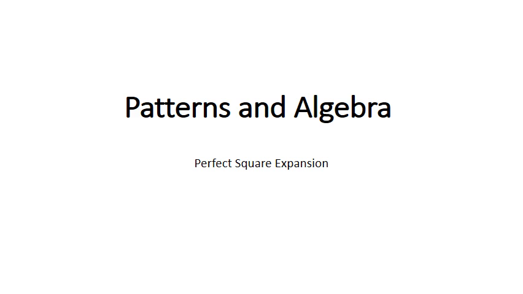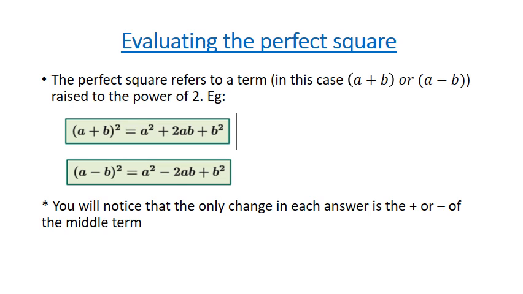Okay, this video tutorial looks at the mathematical strand of patterns and algebra, and more specifically we're going to focus on perfect square expansion. So when we are evaluating a perfect square, the perfect square refers to a term, in this case a plus b or a take b, raised to the power of 2. So when we're looking at squaring these brackets.